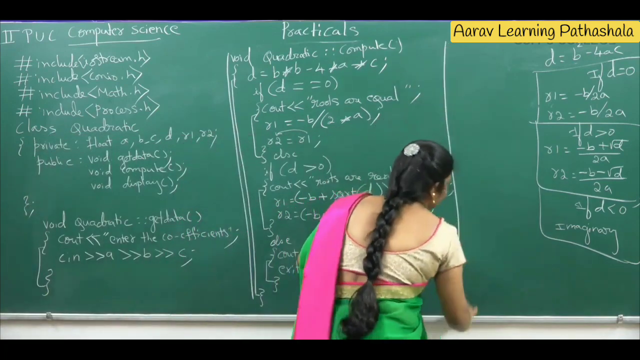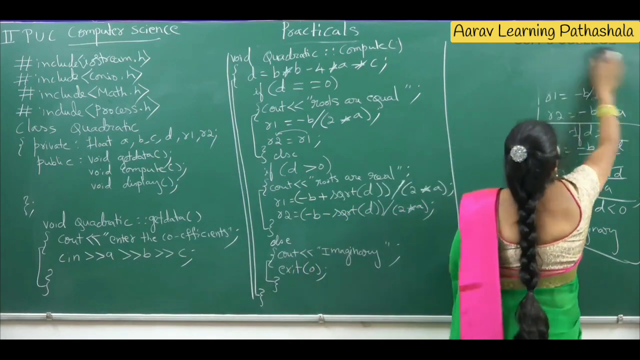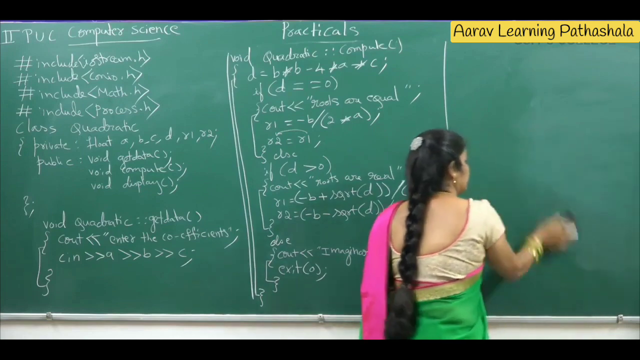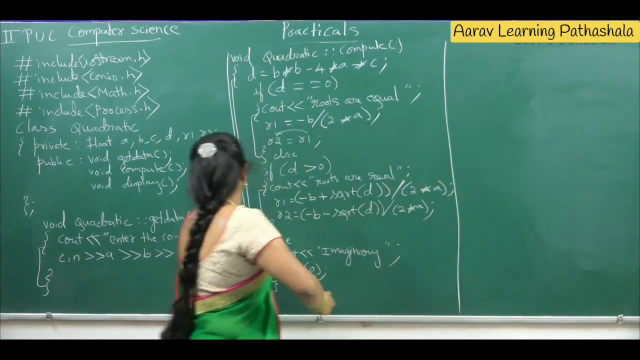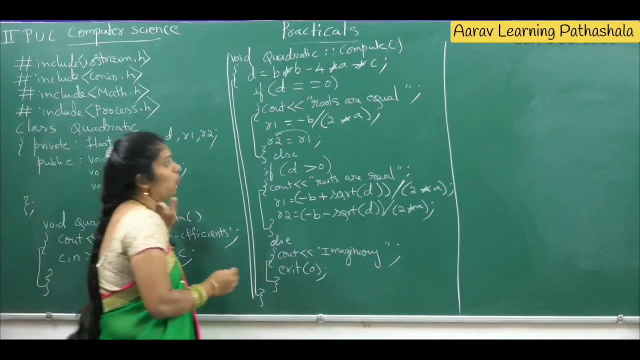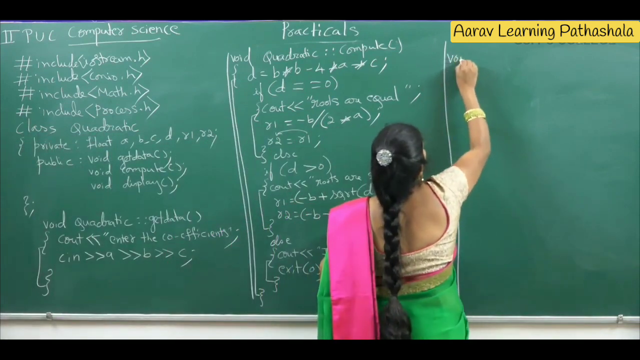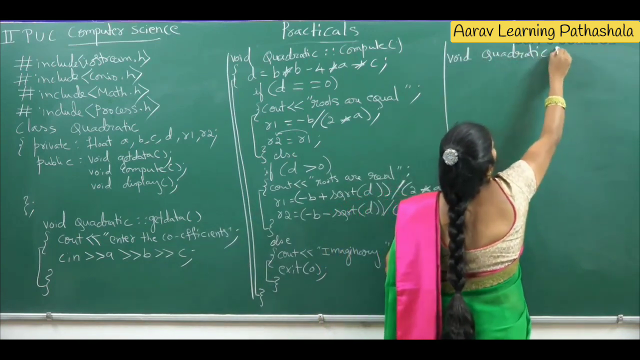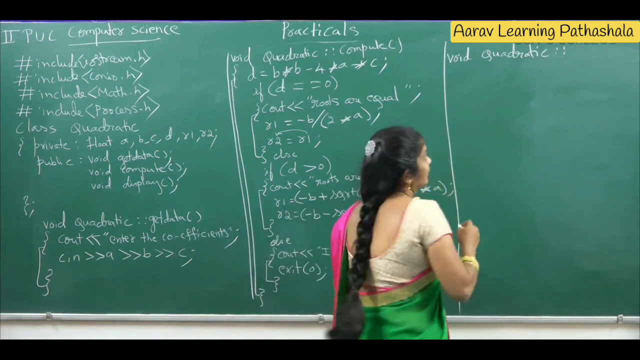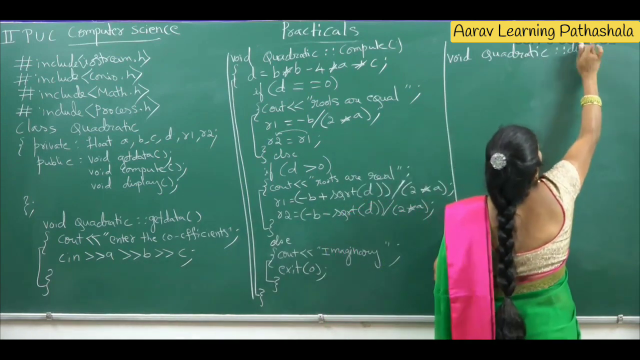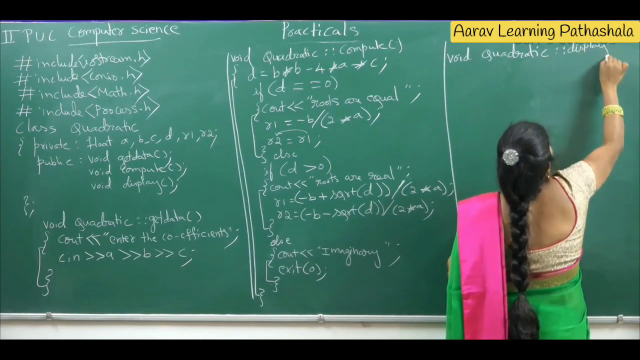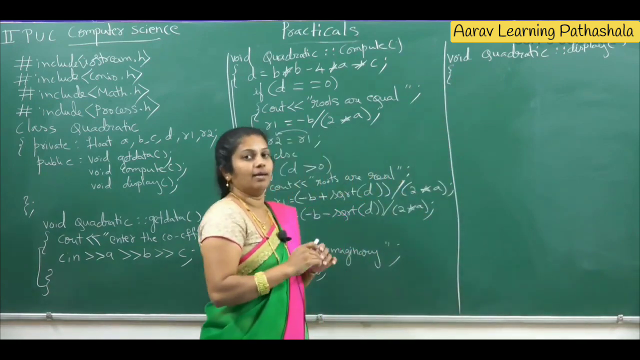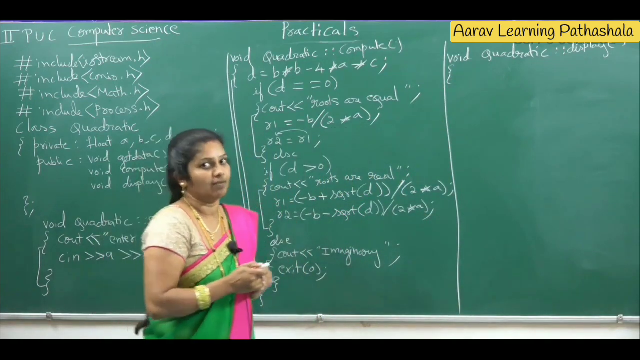Then the last one, the display function. How to display the value? By using the display function. See, first how to write the statement of the display function? The return type here we have is void. That's why void quadratic scope resolution operator display function. Now, what are the things I want to display? Only 2 things I want to display, that is root 1 as well as root 2.